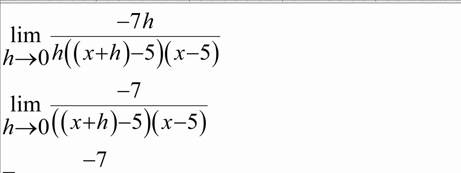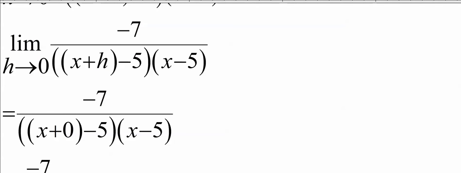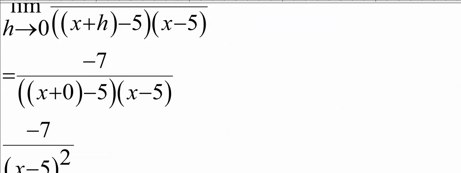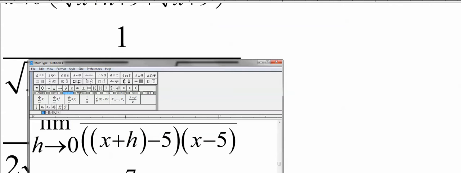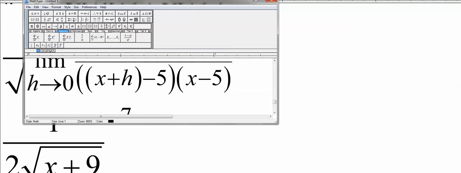And so our limit statement now looks like this. And I can evaluate this as h approaches 0, not x, but h. So I'm going to replace that h with a 0. And of course x plus 0 doesn't do anything. So I'm really left with x - 5, but there's two of those. So my final answer, if I can get this to get on the screen there. Oops, let me get it back. My final answer is negative 7 over (x - 5) squared.